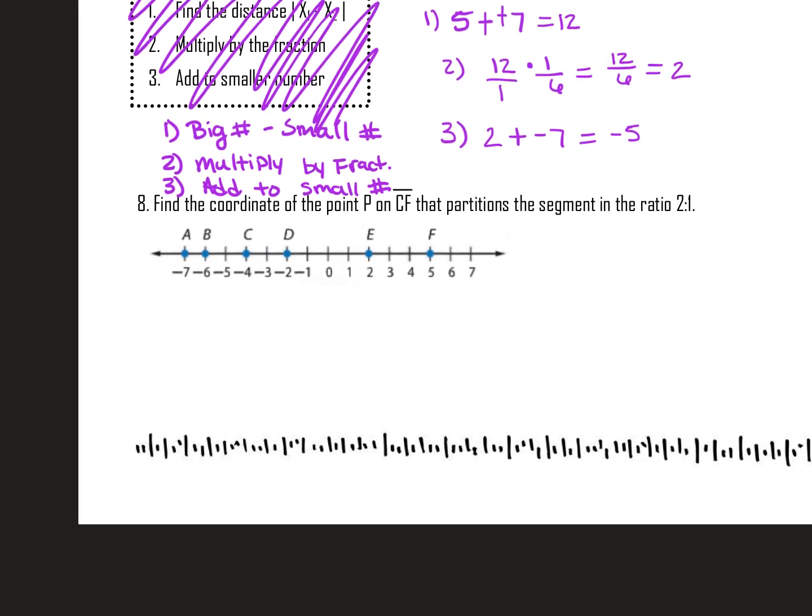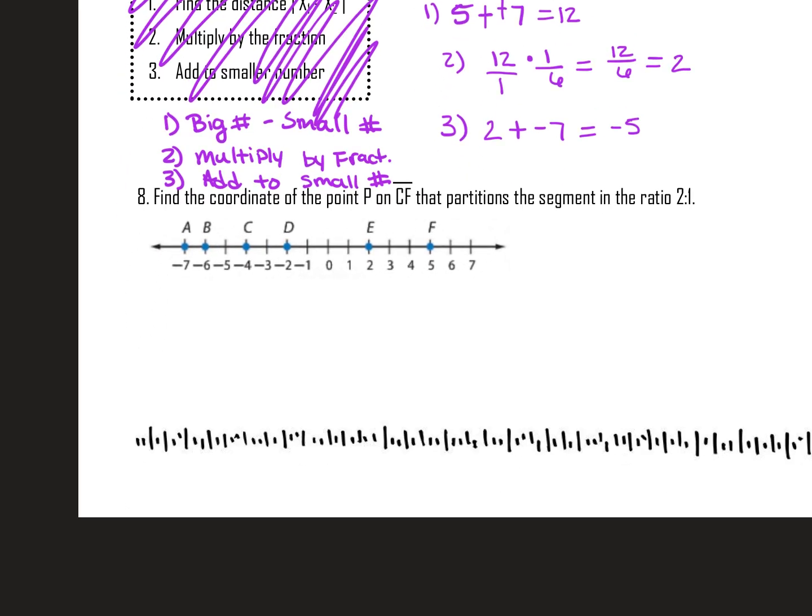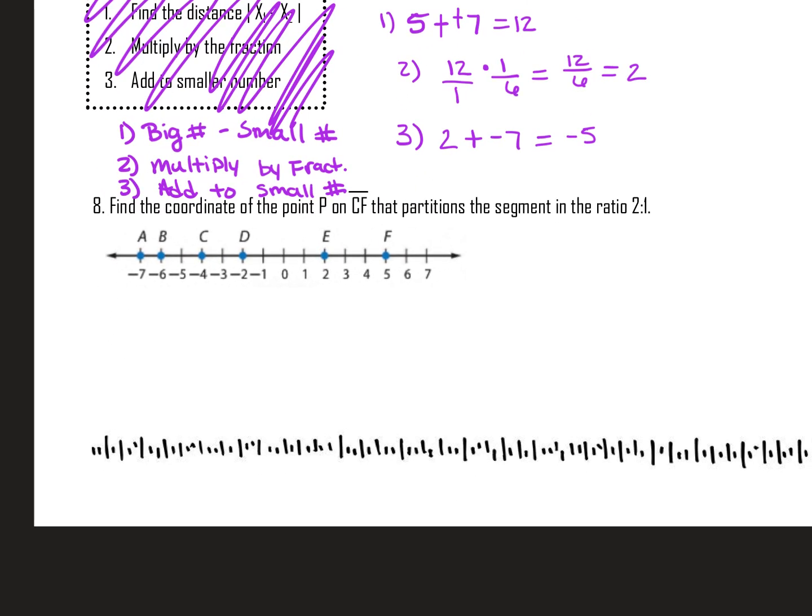Now moving on to question 8. It's the last question of the worksheet, and it is a partitioning question. It says find the coordinates of point P on CF if the partitions of the segment are a ratio 2:1. So we are looking at C to F, which is that segment right there.